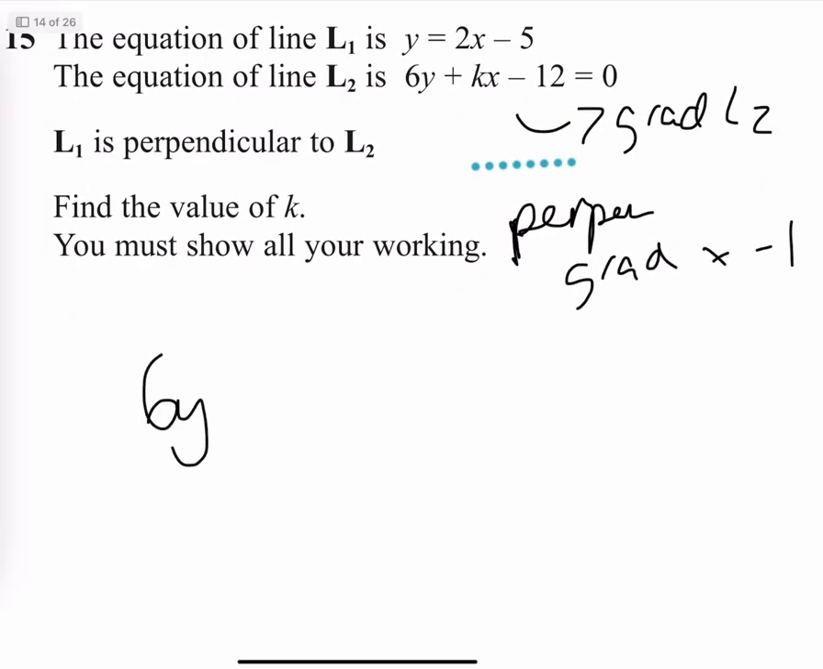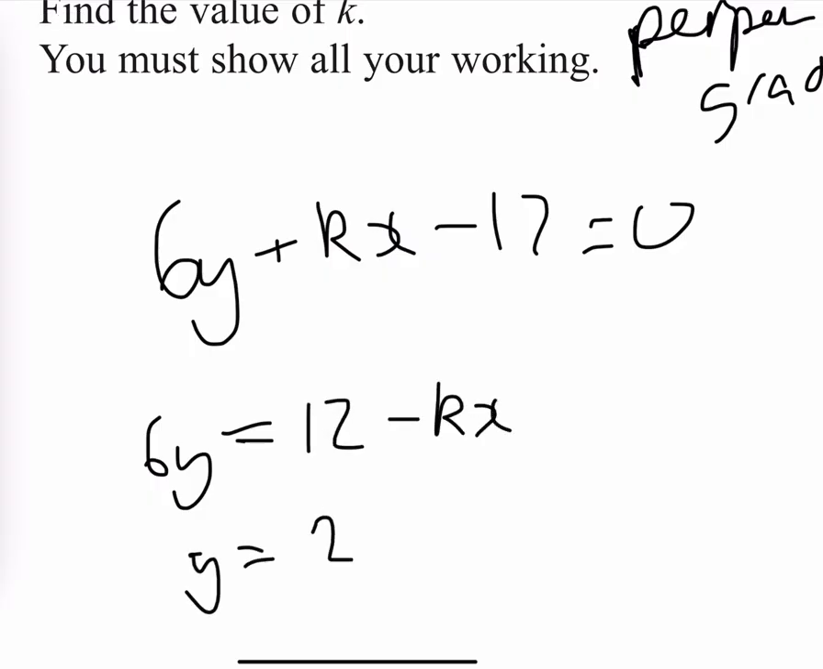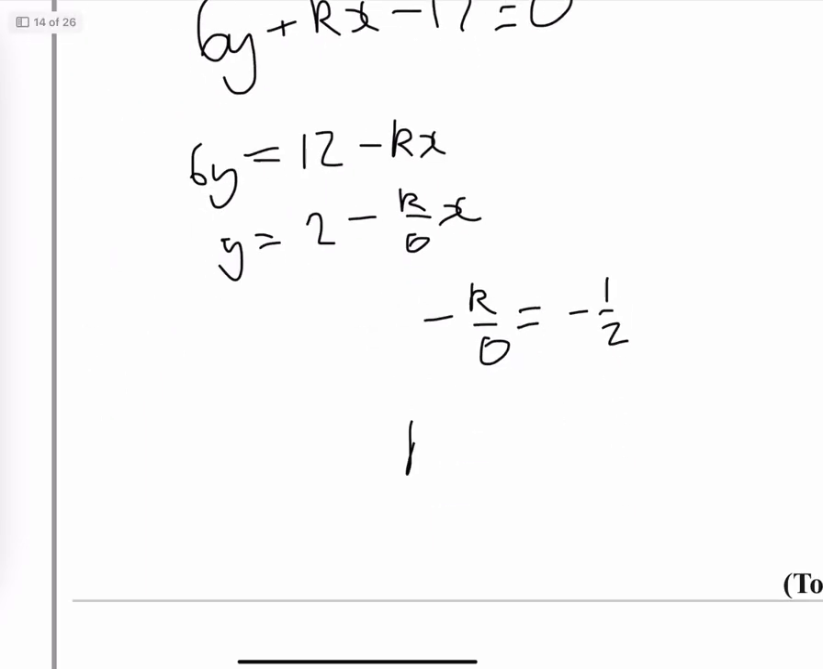6y plus kx minus 12 equals 0. So let's put it in the form that we can easily get a gradient out. So we get 6y equals 12 minus kx. Y equals 2 minus k on 6 x. So we need minus k on 6 to equal minus a half. So that means k equals 3.